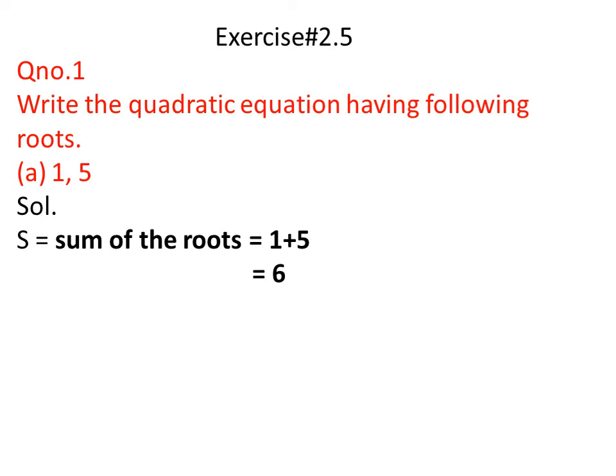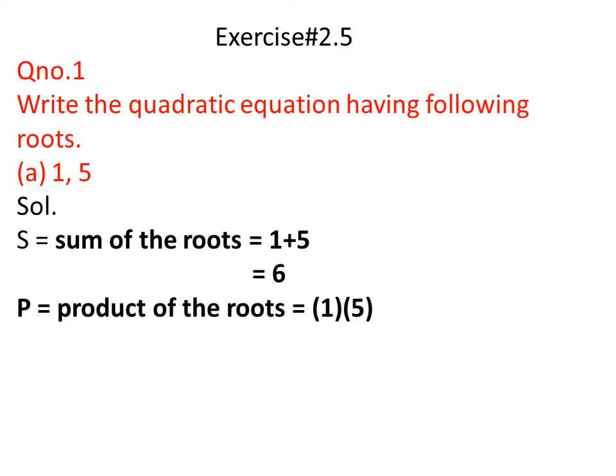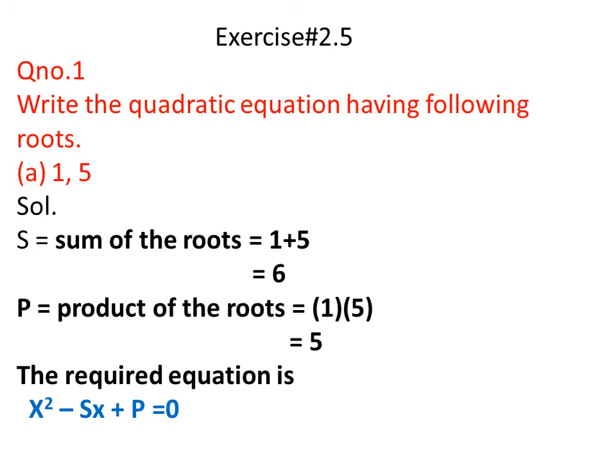Next we have to find the product of the roots. For this we will write p equal to 1 into 5, which is equal to 5. As we have obtained the equation as x square minus sx plus p equal to 0, here we have to put the values of s and p, where s is the sum of the roots and p is the product of the roots. By putting the values we get x square minus 6x plus 5 equal to 0, which is our required quadratic equation.